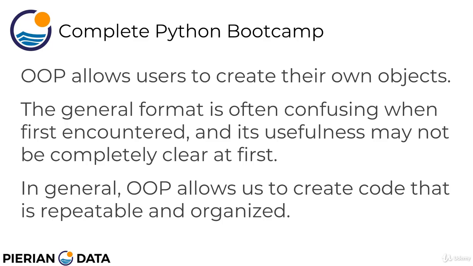And the general format is often confusing when first encountered, particularly because of the use of a self keyword, and its usefulness may not be completely clear at first for beginners. But in general, object-oriented programming allows us to create code that is repeatable and organized, and at a certain scale, you're going to need to understand how to work with object-oriented programming in order to make sure your programs themselves are flexible. And when you're working with outside libraries, you'll see how they make use of object-oriented programming in a lot of their code.